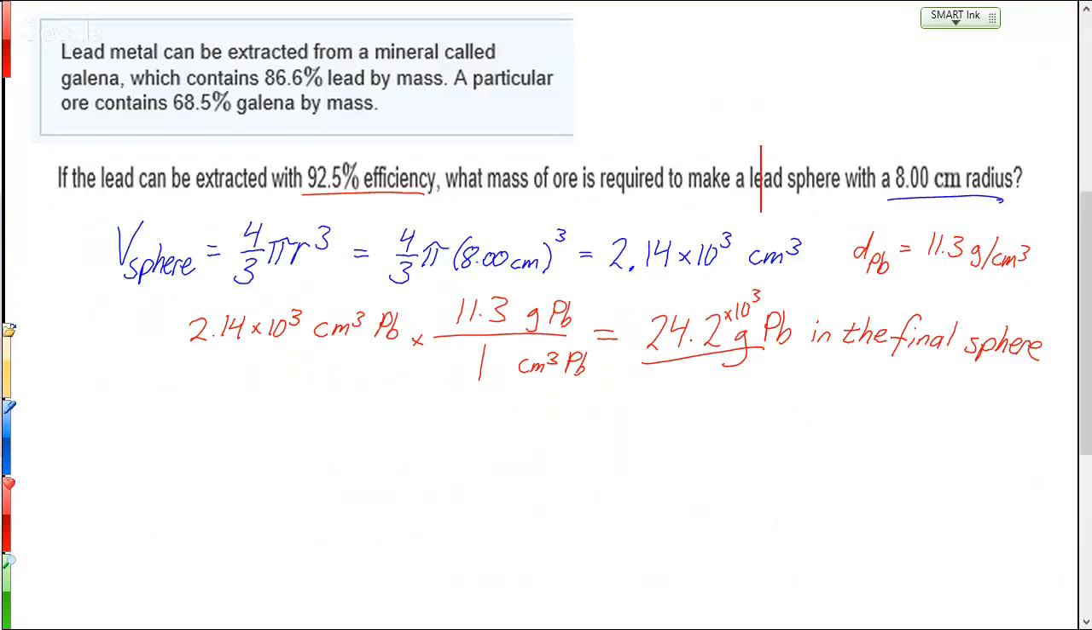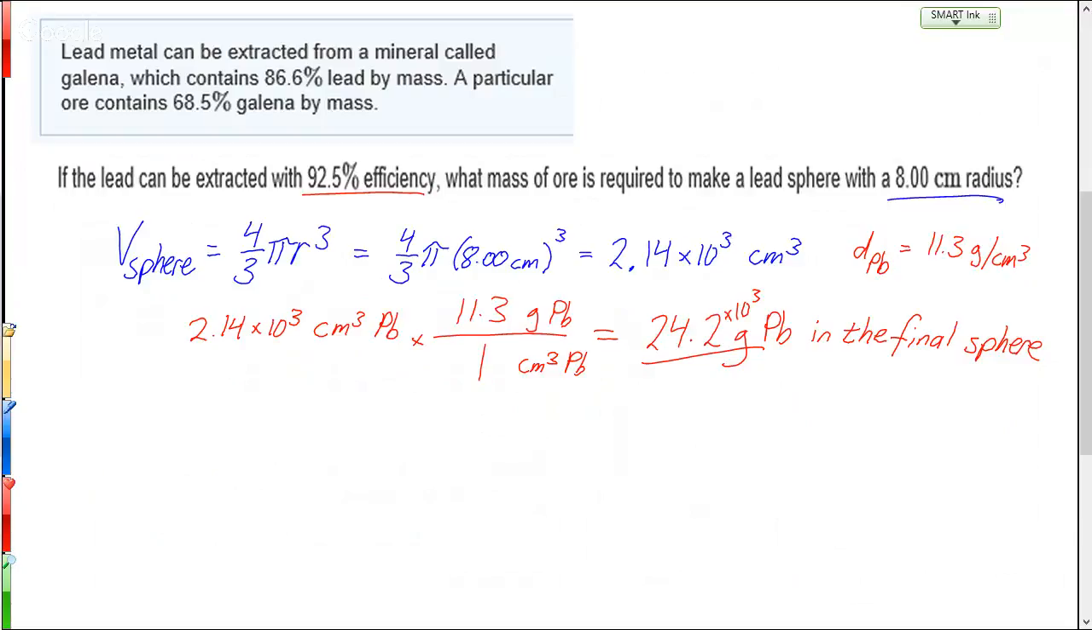Thank you very much. So what we can do with a conversion is say 92.5% efficiency really means that for every 100 grams of galena, or what do we end up with? Shouldn't we clean over lead just so it gets us out? Well, we've got two different steps. For every 100 grams of galena, shouldn't it be 86.6 lead? It says galena contains 86.6. Right, but there's two different steps here. So let's see how we're going to do this.